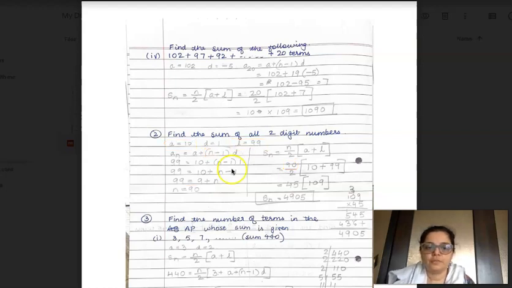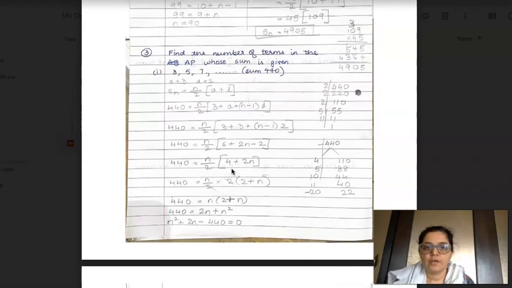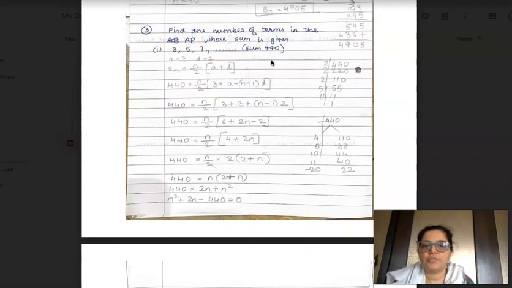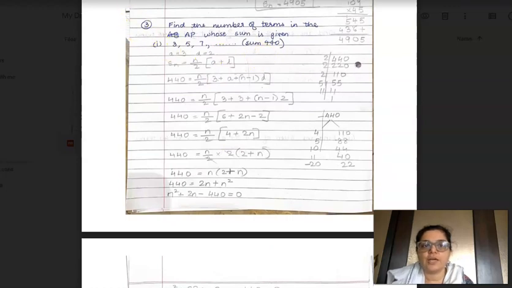Going further to the third sum. Find the number of terms in the AP whose sum is given. So they are giving me the sum. Here, the application of the same formula, everything is the same. Only thing is you land up in a quadratic. So I combine the terms, 6 minus 2 I'm allowed to do here. So I do a 4.